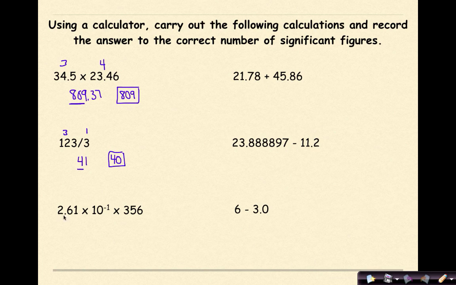The next one, 2.6 times 10 to the negative 1. This is a little weird, so we think about this in terms of scientific notation, times 356. So when I look at this, the 2.61 is all I'm looking at in terms of significant figures. So we have 3 significant figures here. We have 3 significant figures here. So we are going to multiply these 2 together.